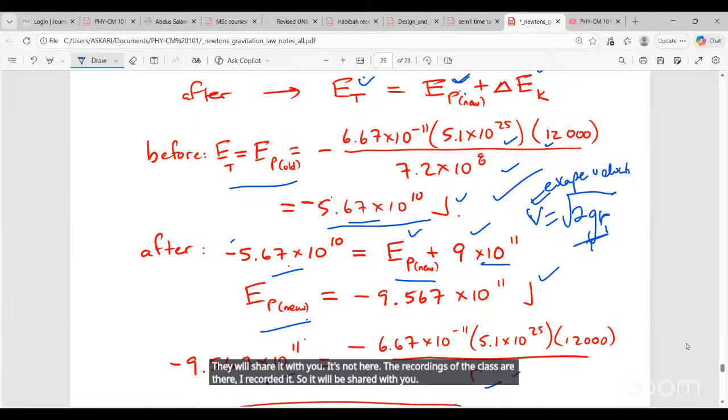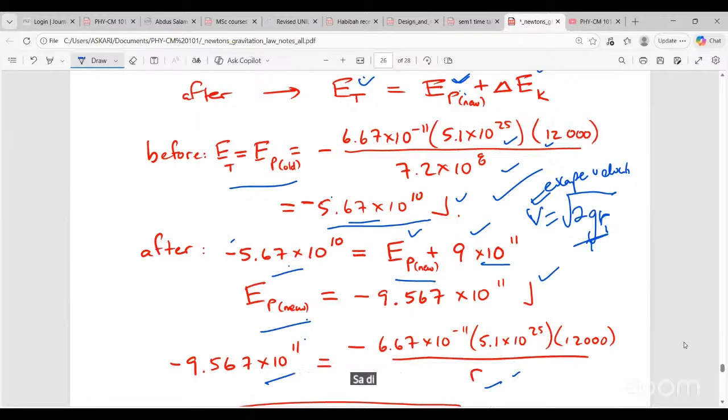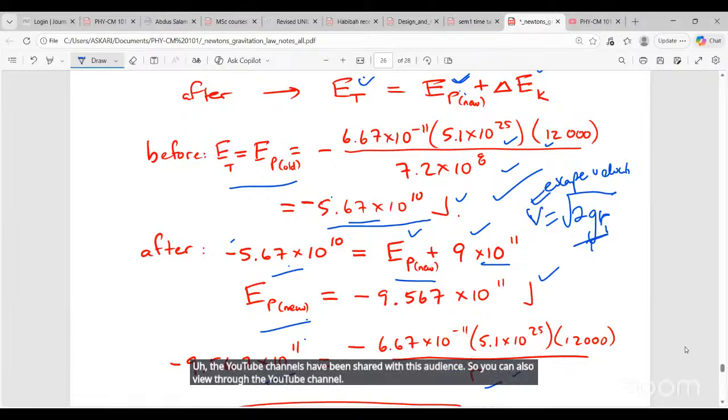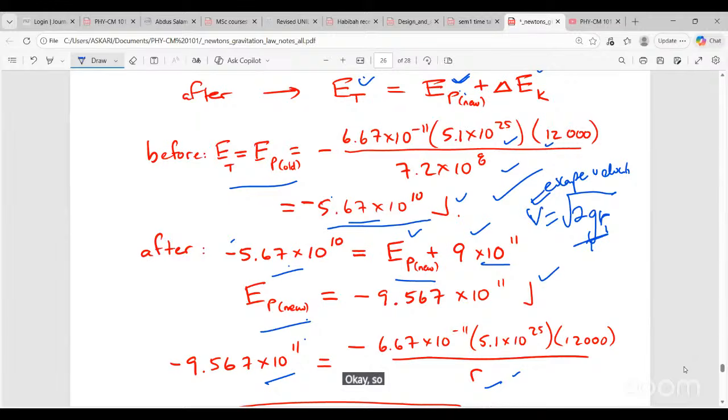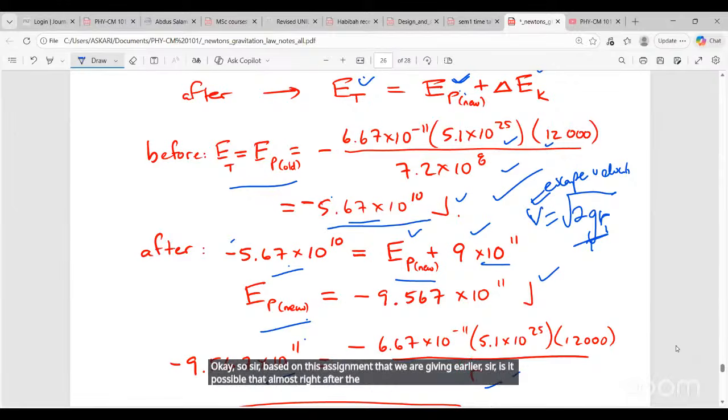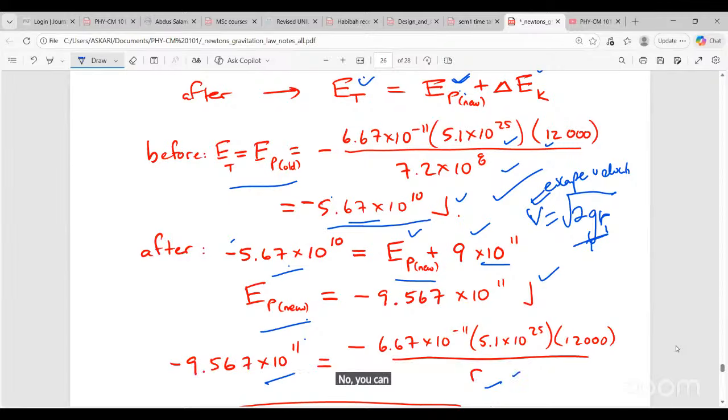Also, if you go to the YouTube channel, the YouTube channels have been shared with the sub-bean. So you can also view through the YouTube channel. Based on the physics assignment that we were given earlier, is it compulsory that we must write out the question before putting the answer? No, you can go straight to solve, writing the question number, 7 point this, 7 point this. Okay, thank you, sir. God bless you, sir.